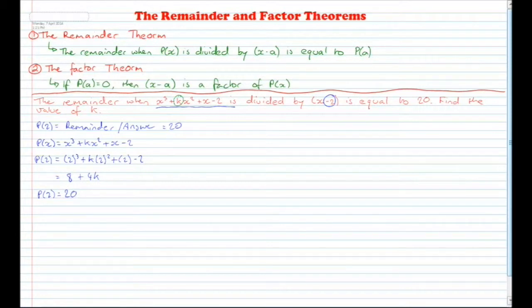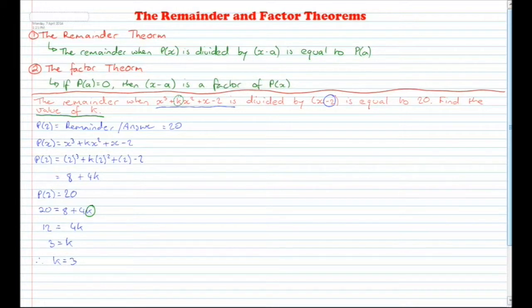Now instead of writing p of 2, because they're equal, I can actually write 20 here instead. So I can write 20 is equal to 8 plus 4k. And of course now you can see that I can go through and rearrange and solve for k, because that's what I'm actually looking for. I'm looking for the value of k, as the question says here. So to do that, I subtract 8 from both sides, so I get 12 is equal to 4k. And when I divide both sides by 4, I'm going to get 3 is equal to k. Therefore, k is equal to 3.